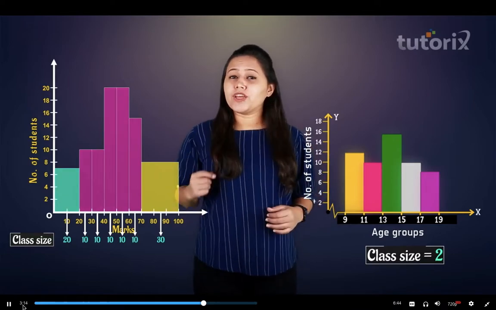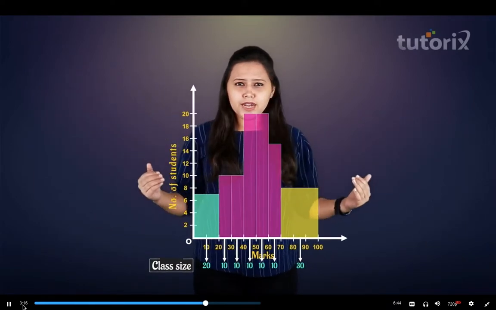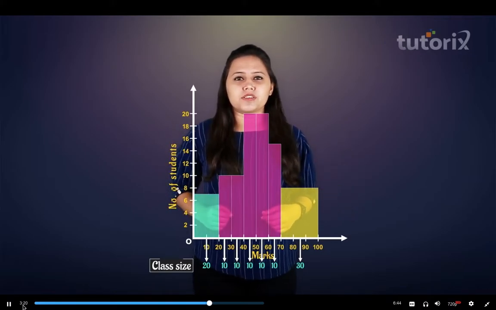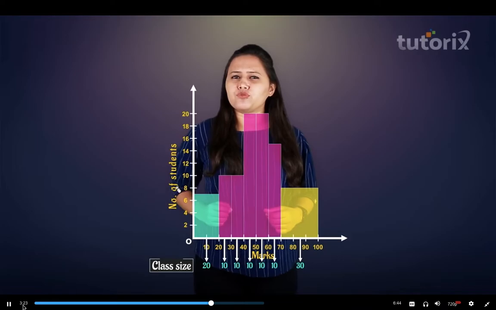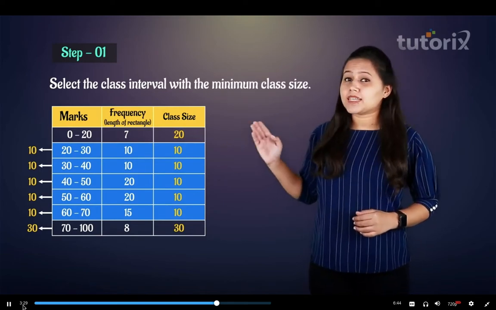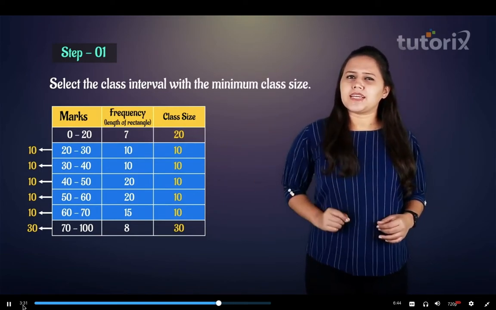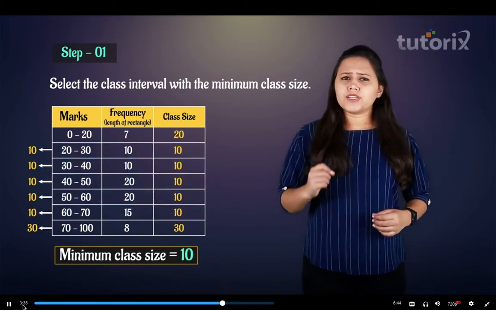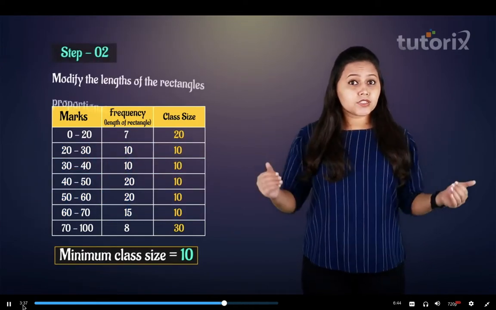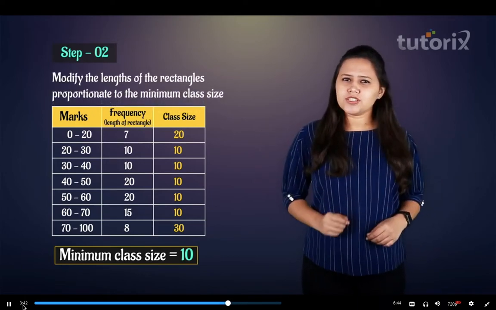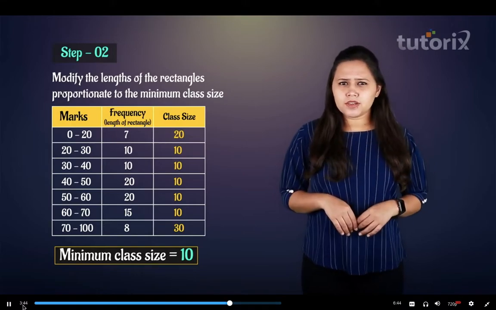This means we have to change the lengths of the rectangles so that the areas are again proportional to the frequencies. And for that, we have to follow 2 main steps. Select the class interval with the minimum class size. In this example, the minimum class size is 10. So the first step is done. Now, for the next step, we modify the length of the rectangle proportionate to the minimum class size, which is 10 here. And how that is done?